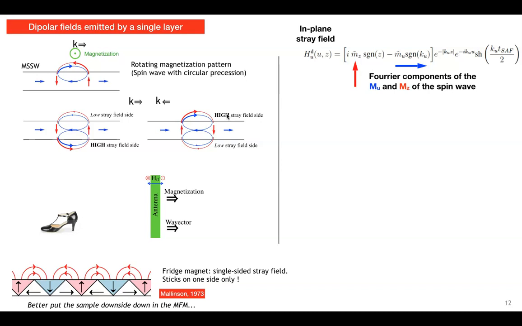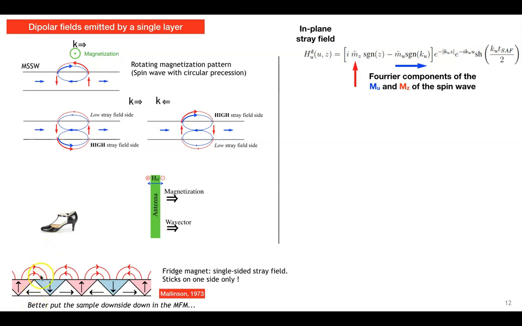And fridge magnets, if you use them, you know that they stick on the good side, they stick on the fridge. But if you reverse the side of your fridge magnet, you can try to stick it on the fridge. It doesn't work at all. And the reason is, the magnetic domains inside your fridge magnet are rotating in space, just like a spin wave. And they rotate in space in such a way that you have a double flux on one side and no flux exiting from the fridge magnet on the other side. So it's a single-sided stray field. It sticks on one side only.